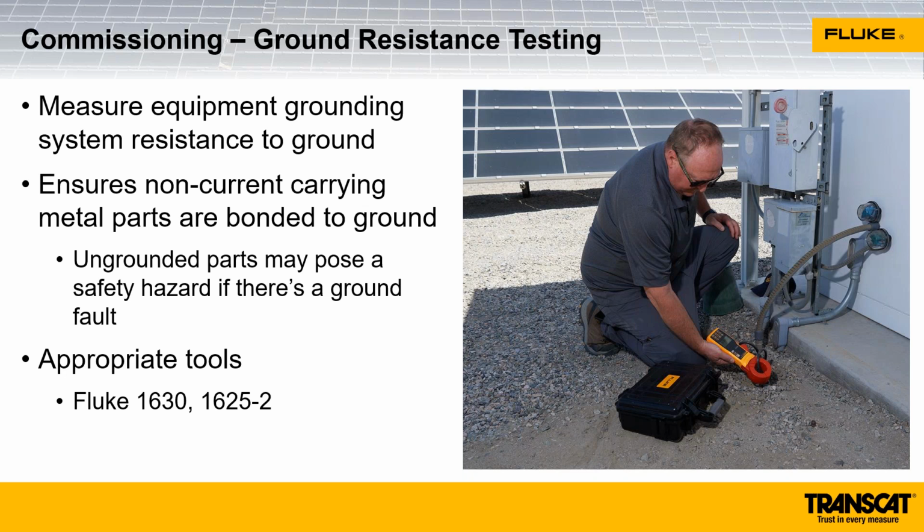So any ground faults have a place to go, as opposed to going through the technician themselves if they happen to touch that bonded metal or unbonded metal parts. Fluke makes a couple of products that are good for this, the 1630 ground bond tester and the 1625-2. They can both be used to conduct different ground bonding tests.